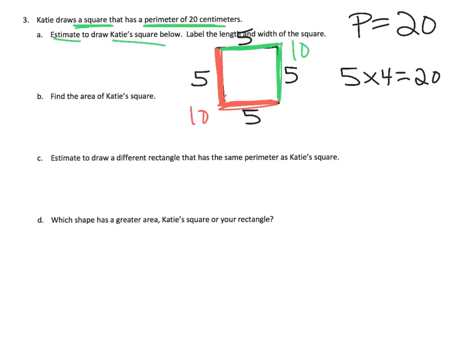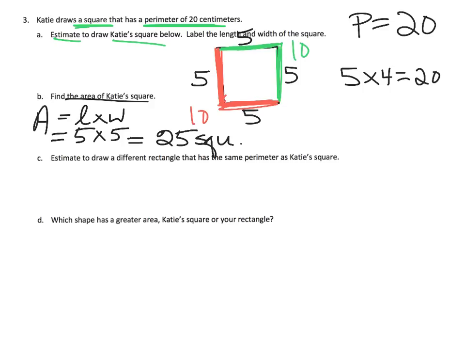Now the question is, what's the area? Well, remember, that's length times width. That's 5 times 5, which is 25 square units. SQ dot U dot.